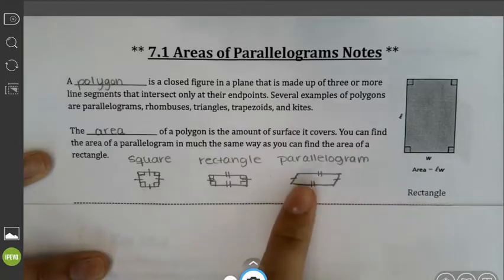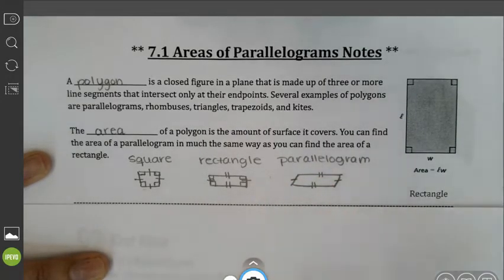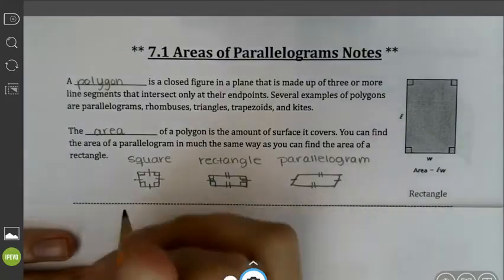Also, a parallelogram has parallel opposite sides. The word parallel means that those sides, if they were extended forever and ever, will never cross each other. They are moving in the same slope direction. Now I'm going to write the area formulas for each of these.